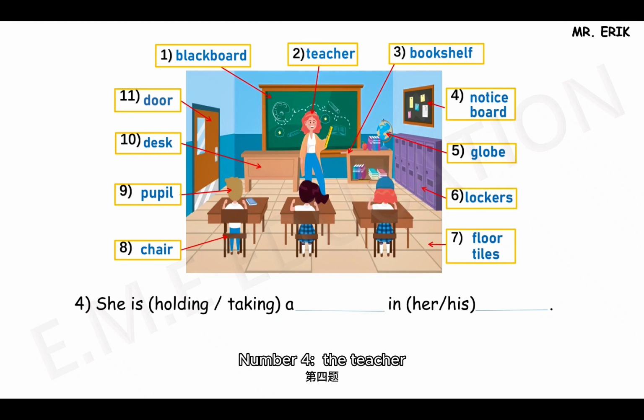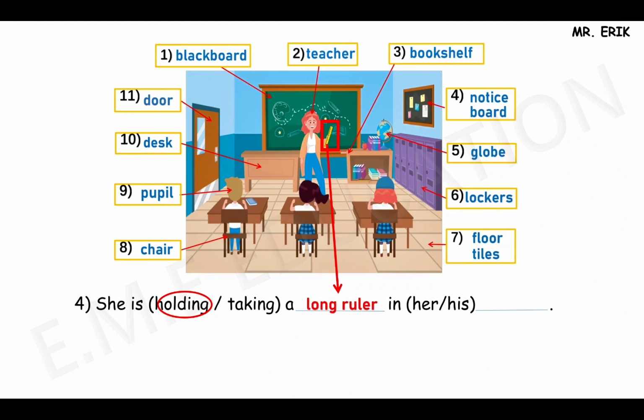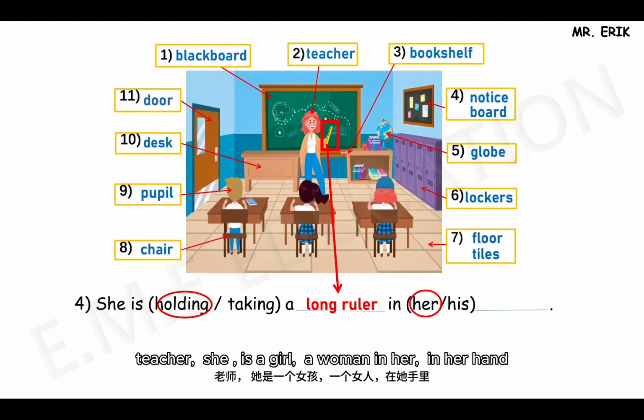Number 4, the teacher, she is holding a very long ruler in her hand. Teacher, she is a girl, a woman.